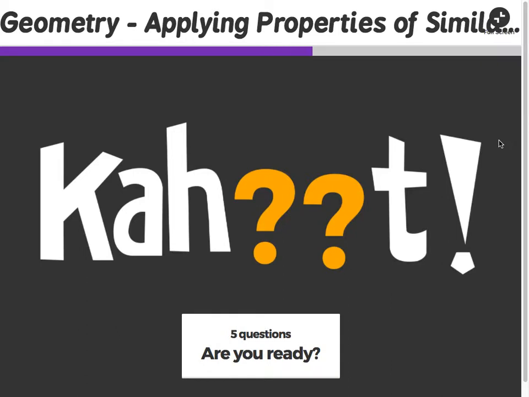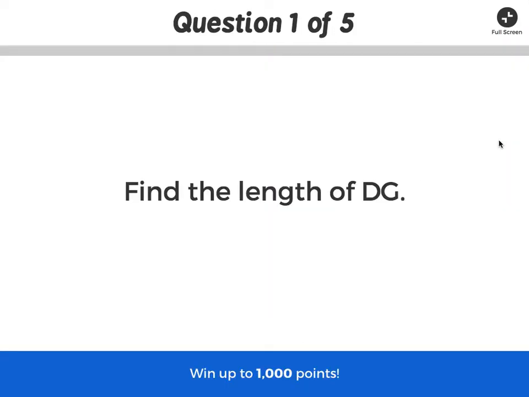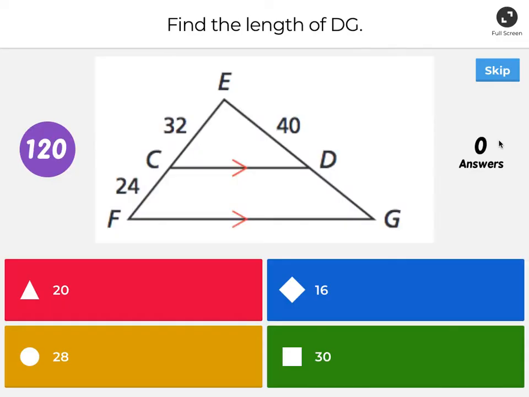All right, here we go. Find the length of DG. So you have to set up the ratios first. Make sure you set up the right ratios. And then solve.